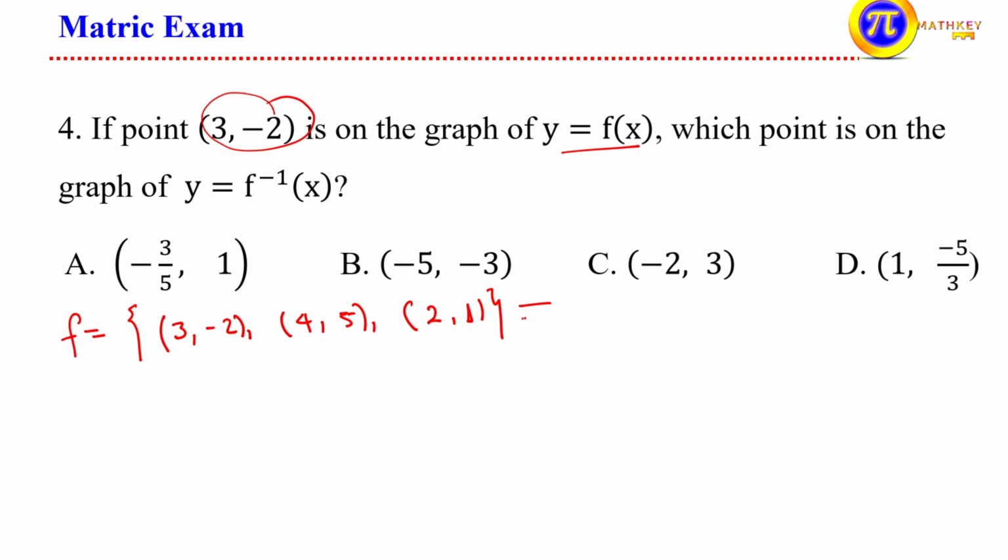So this implies what? The inverse of this function, if it is a function we have, the inverse of this f is equal to what? We interchange the value of x and y. Yes, this is equal to the value becomes what? (-2, 3). The other one is what? (5, 4). The other one is what? (1, 2). This is the inverse.